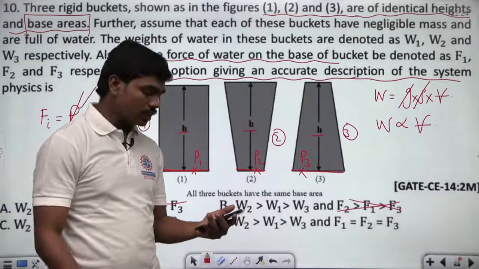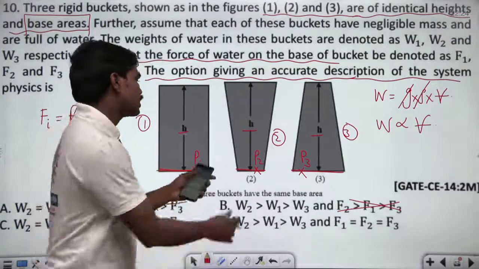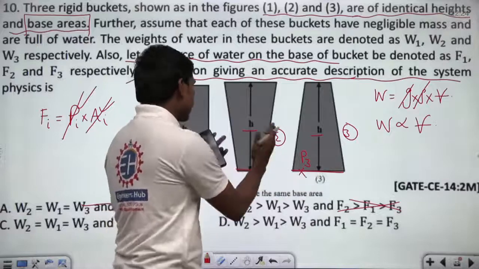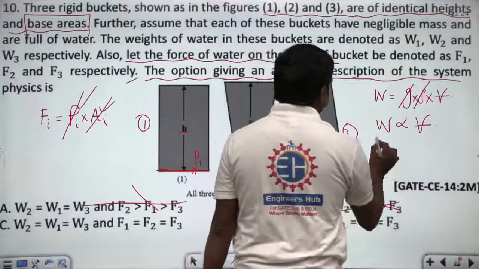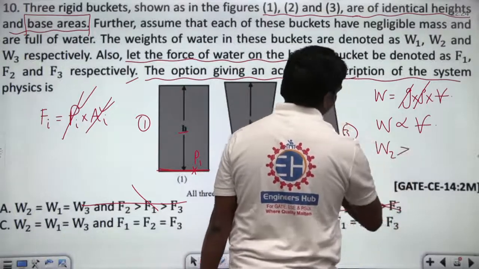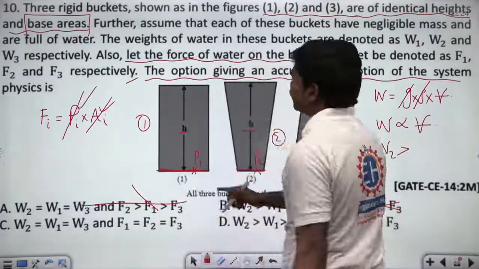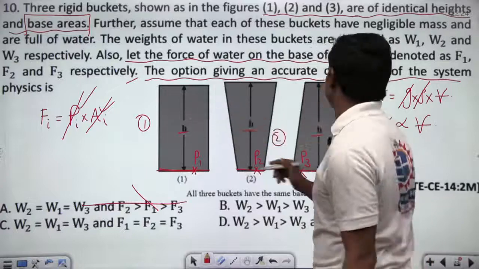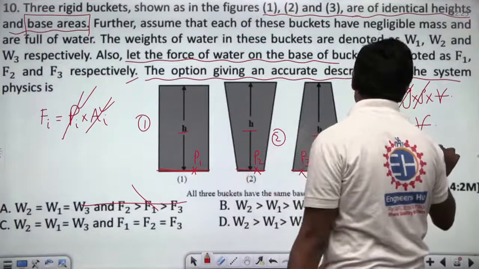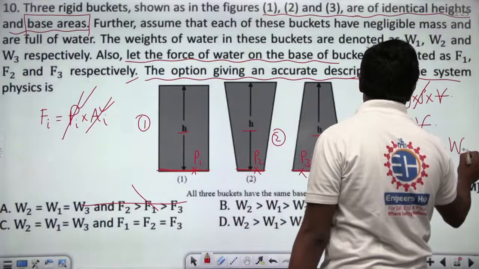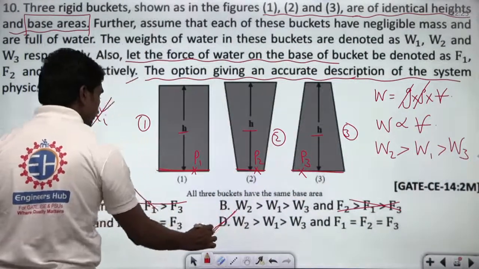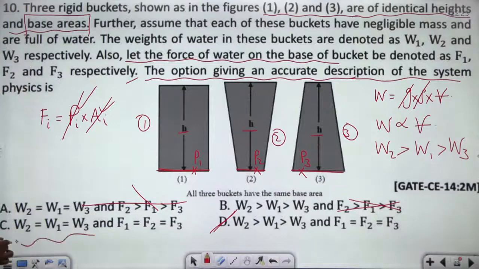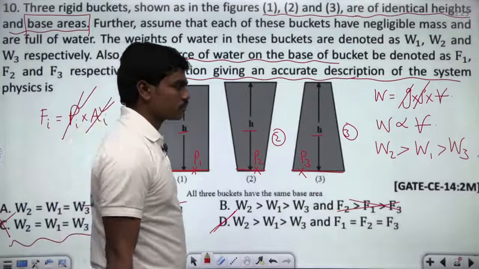Second has the highest volume, correct? Obviously, because if this base area is equal to this base area and this is diverging, that means it's carrying more fluid. So out of all these, W2 is more. Now, if these two base areas are the same, then definitely the volume in this cylinder is more, followed by W1 and finally by W3. So W2 is greater than W1 is greater than W3. So D is the correct answer. And obviously, weights are not equal in all three cases. So D is the correct answer.